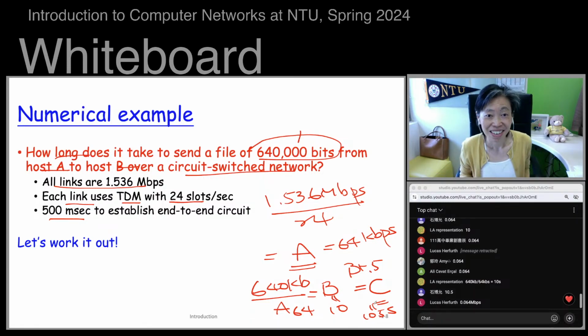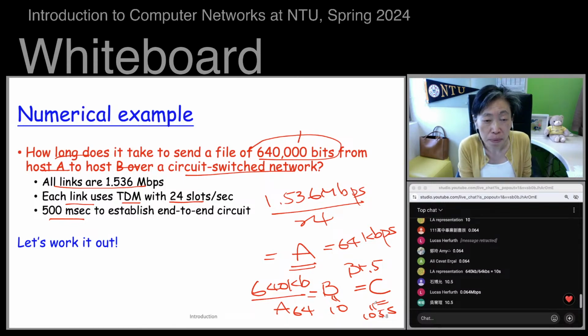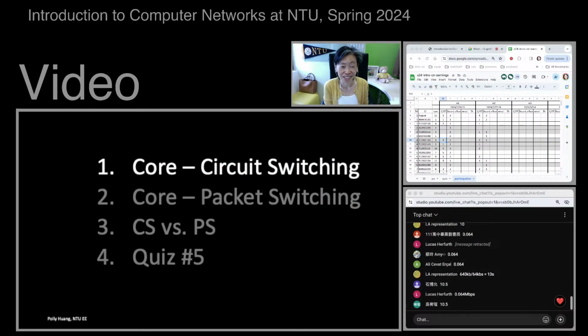And now you can understand, last week, Polly said that, to me, circuit switching is simple. It's simple in a way that it's simple to derive what the performance is going to be, and it's easy to anticipate how the data will travel the network. All right? So that's all about circuit switching. Let's move on to the next topic, packet switching.